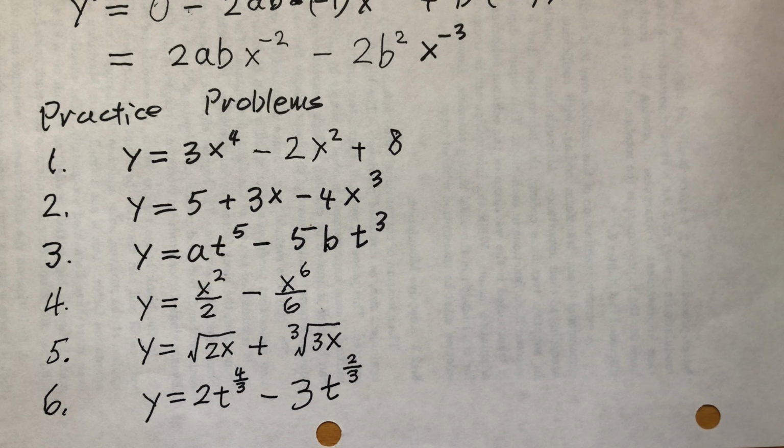Okay, let's make a summary. The first rule we learn is called the power rule. And the next rule we learn is called the constant multiple rule. Today we learn the sum and difference rule. And I give you some practice problems.